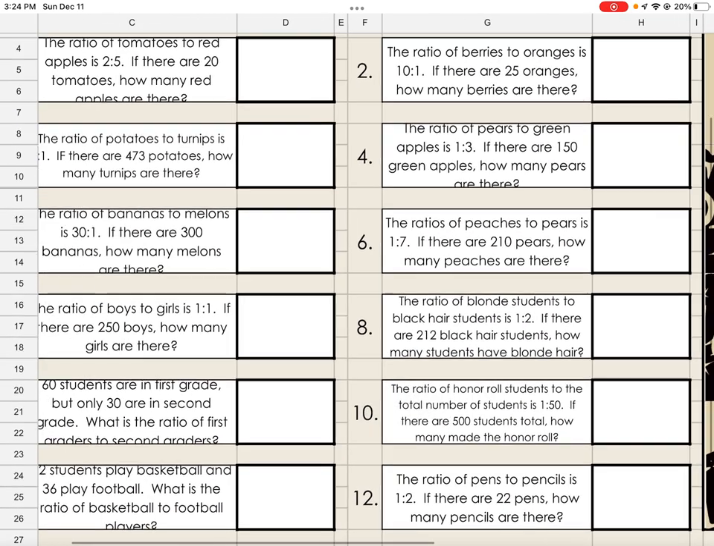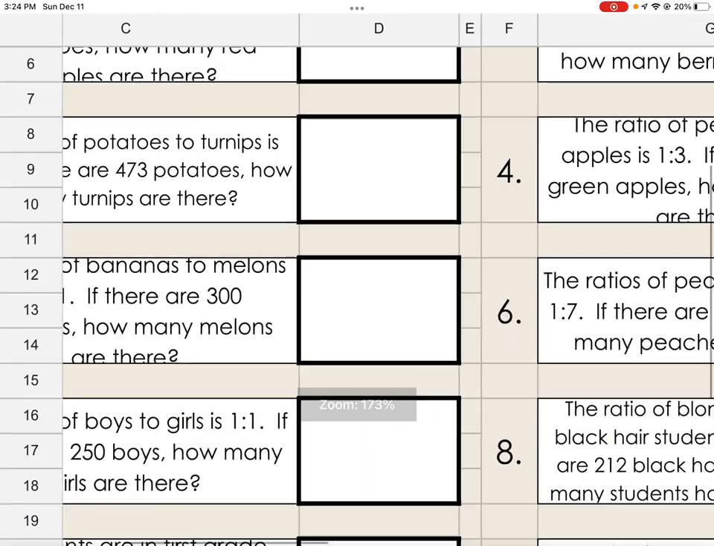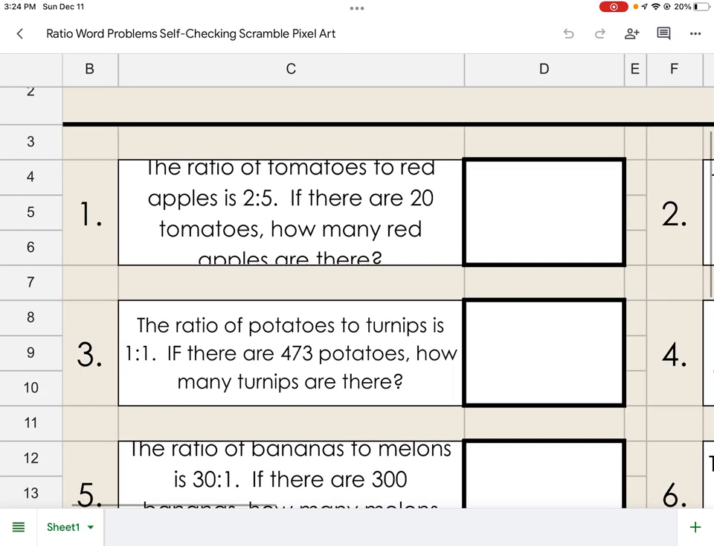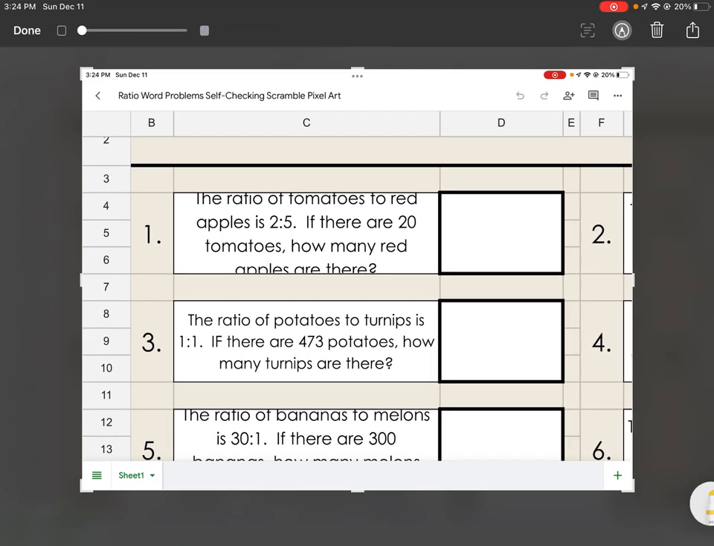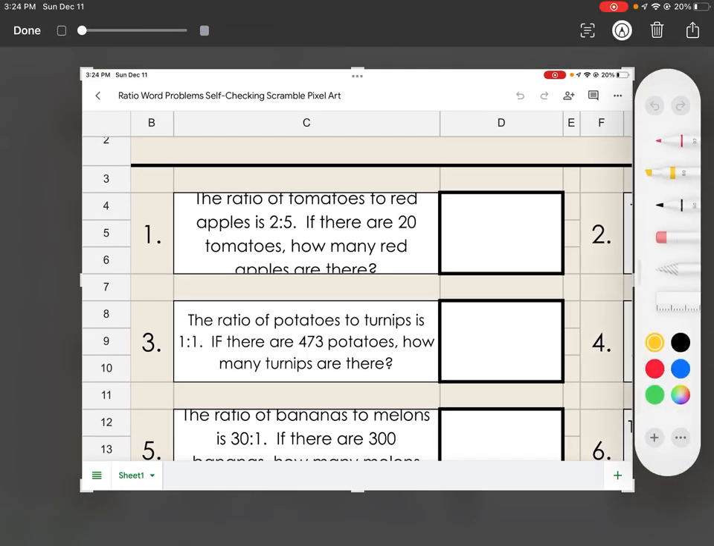Okay, so I'm gonna look at the first one. It says the ratio of tomatoes to red apples is 2 to 5. So that means, I'm gonna take a screenshot so I can write on this. That means there are 2 tomatoes because the word tomato comes first. And there are 5 apples. That's what 2 to 5 stands for. 2 tomatoes, 5 apples. If there are 20 tomatoes, how many red apples are there?